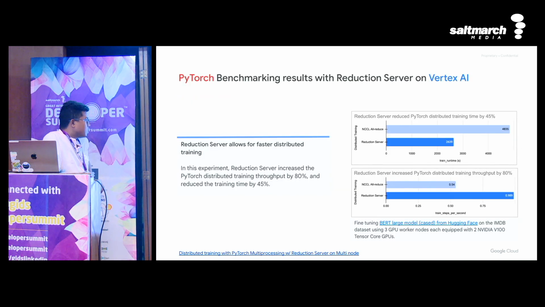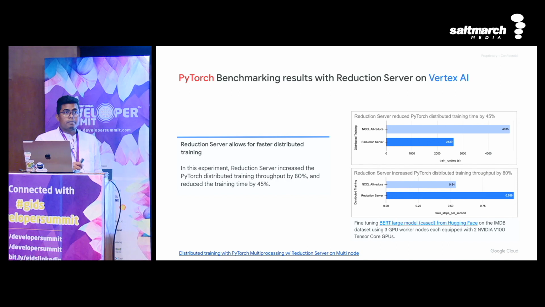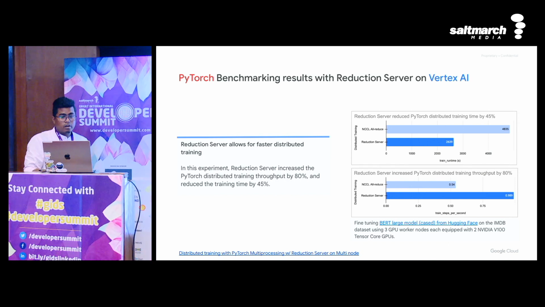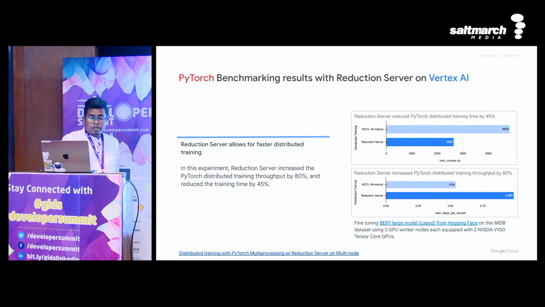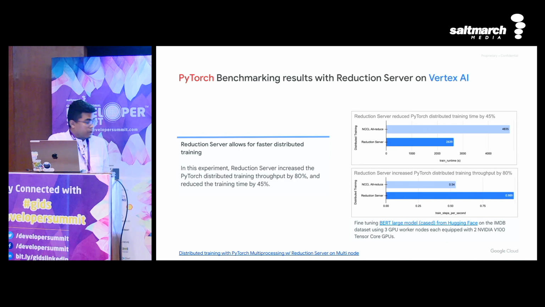So this is just an example of a study that was done to compare NCCL all-reduce versus reduction server. What you can see here is that with reduction server, PyTorch distributed training throughput is around 80%, and overall training time gets reduced by almost 45%. If you go to this blog, you can actually see how this was done and look at the specifics of this experiment.